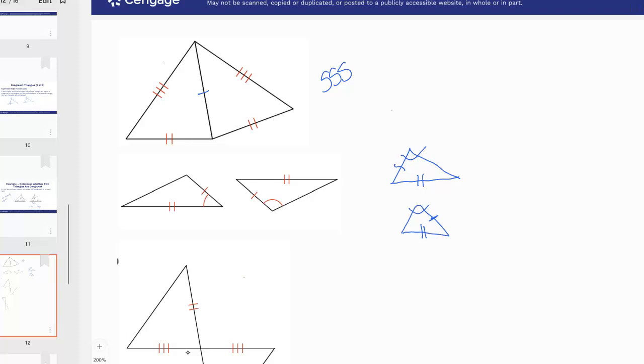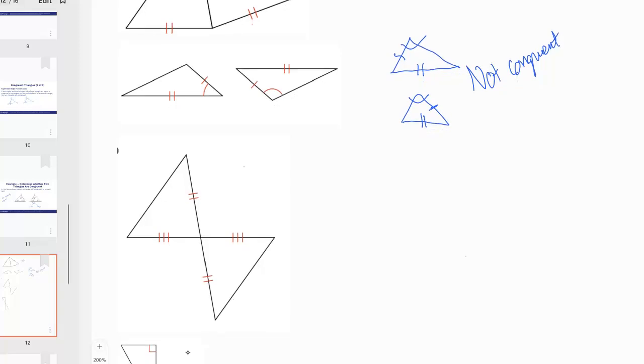Well, this side matches this side, and this side matches this side, but notice the angles. My top angle here is equivalent to this angle. I don't know anything about this angle. If I knew this angle was equal to this, then I would have side angle side, but I do not have that. So these are not congruent, not based on the picture that we have. Let's look at that next one.